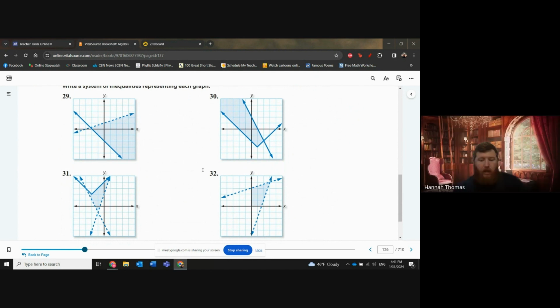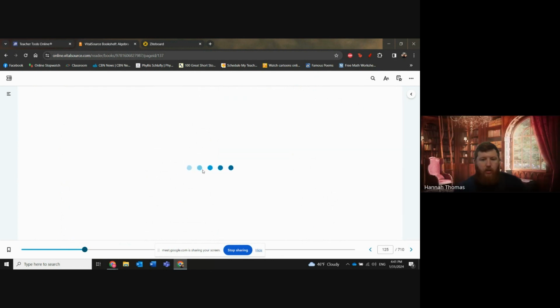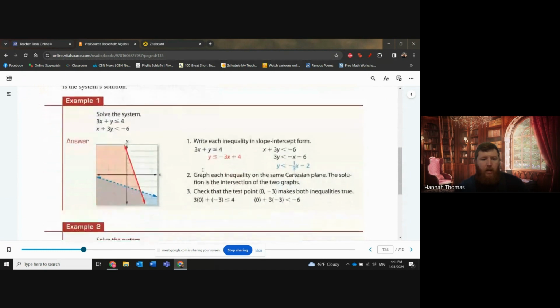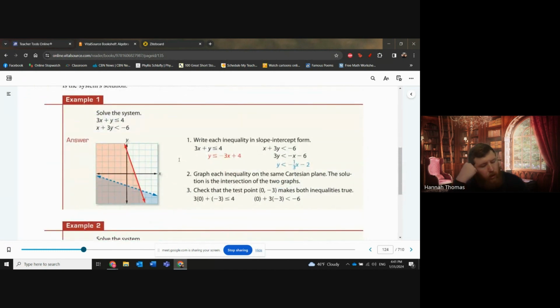No. Okay, so what I'm going to do is go back and show you the lesson, so that you're not completely confused with what's going on. When it comes to graphing inequalities, remember, if it is less than or greater than, it's simply a dotted line. But if it's greater than or equal to or less than or equal to, then it is a solid line.